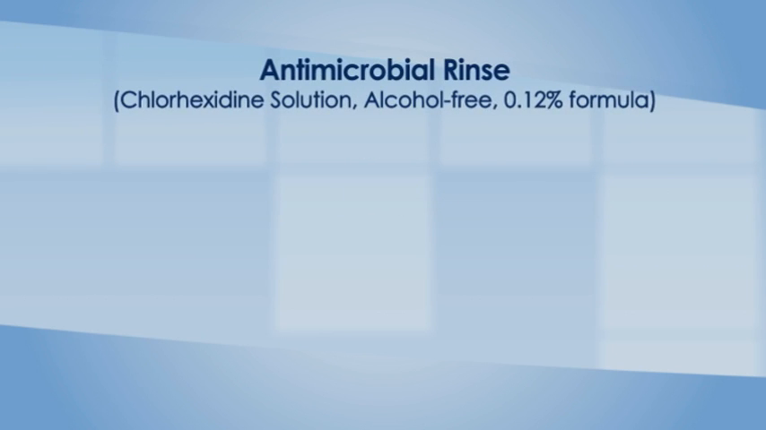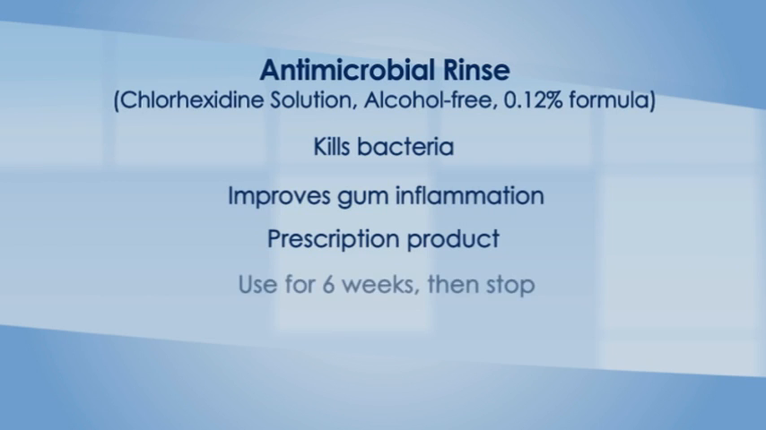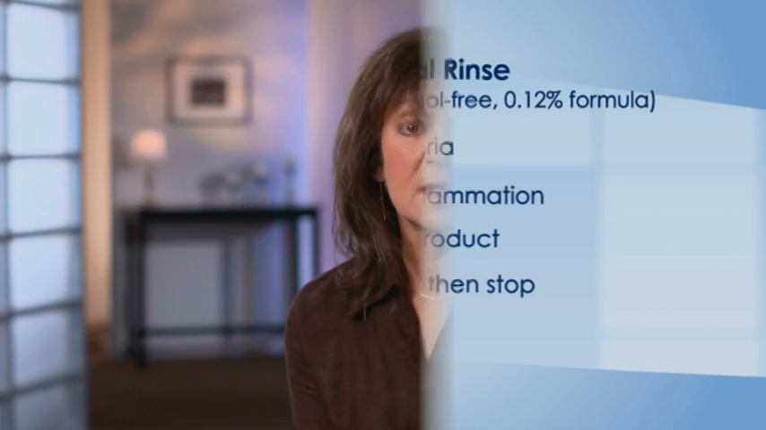The last choice I'll mention for toothbrushing is an antimicrobial rinse, like alcohol-free chlorhexidine. Chlorhexidine kills bacteria and reduces gum inflammation. It's a prescription product that has to be approved for use by a physician or dentist. If you do use it, we recommend that you use it for only 6 weeks at a time, which is all the time it takes to get gum inflammation under control. After that, switch to another product, such as toothpaste, water, Listerine, or Biotene Rinse.